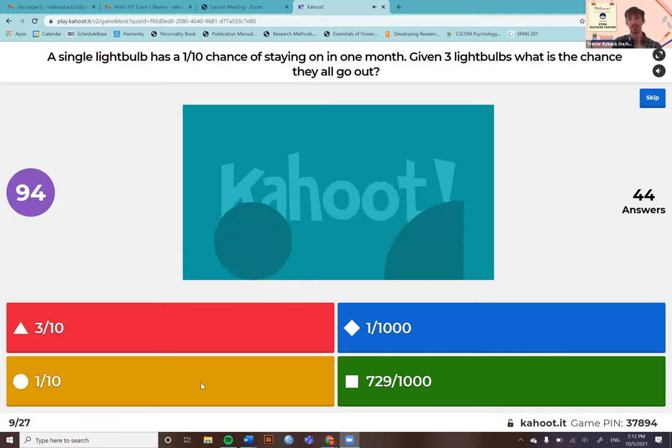And if you didn't see it, the game pin is in the bottom right-hand corner, 37894, if you want to enter that. But feel free to just use this as an opportunity to practice the problems that are on the screen.